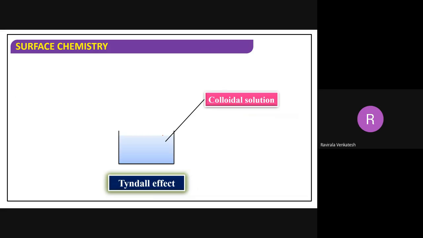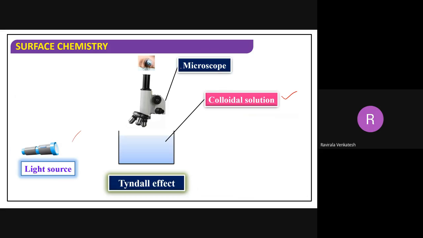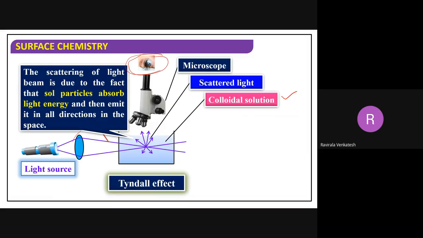This is exhibited by colloidal solutions as well as suspensions, but not by true solutions. We'll take a colloidal solution here and see it under the microscope. When you pass light here, what happens? There is one colloidal particle here. This colloidal particle will scatter the light in all directions like this. The light is dispersed and scattered by the colloidal particle.